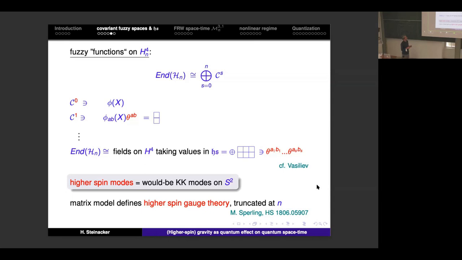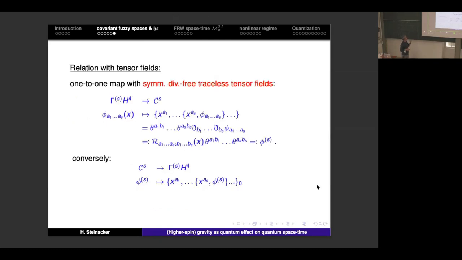You don't see this in the semi-classical limit n goes to infinity, but as long as you stay in the quantum limit, you will see that this is very crucial for the quantization. So there is really this cutoff here, which is funny, and it's very crucial for the quantization to make sense. We'll see. Keep that in mind. Okay, so that's kind of the kinematics. One last slide on the relation with higher spin.